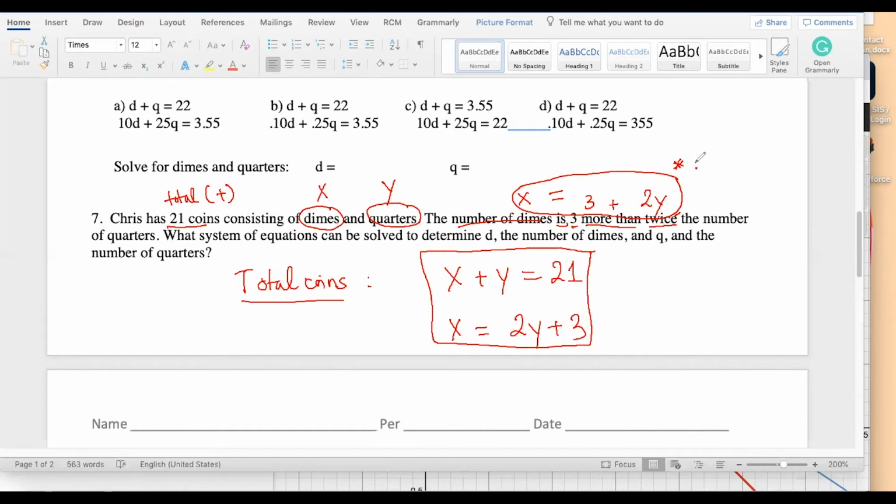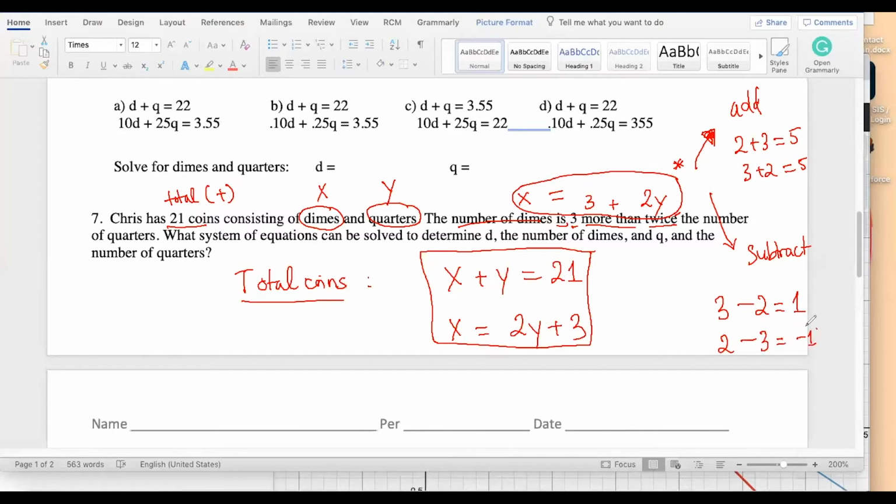Whenever you add, I have 2 plus 3. How much is that, Ms. Perez? 5. And how about 3 plus 2? Also 5. So it really doesn't matter which one goes first. But when you subtract, something different happens. How about 3 minus 2? That's 1. Then what about 2 minus 3? It's going to give you negative 1. It's not the same.